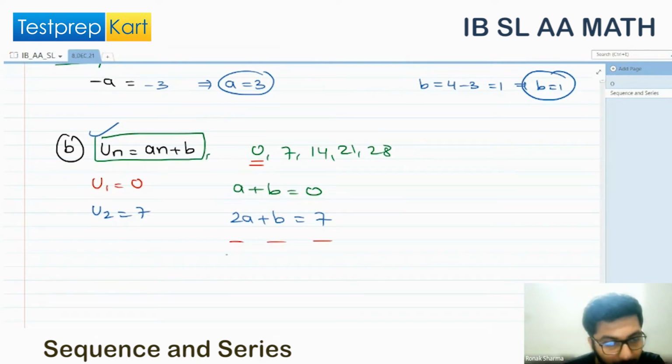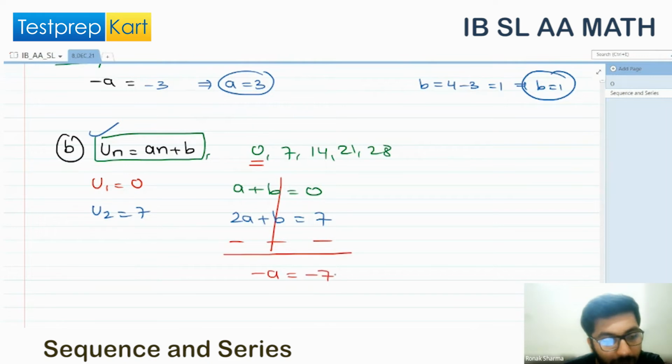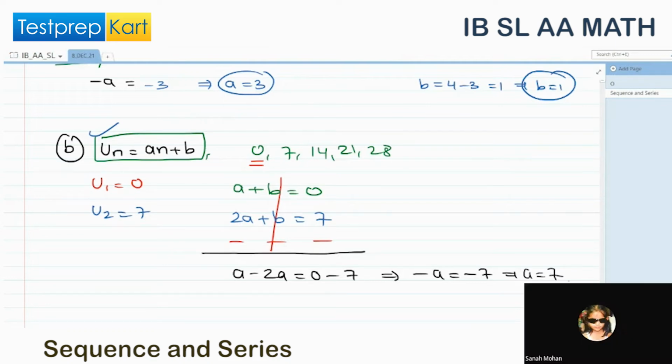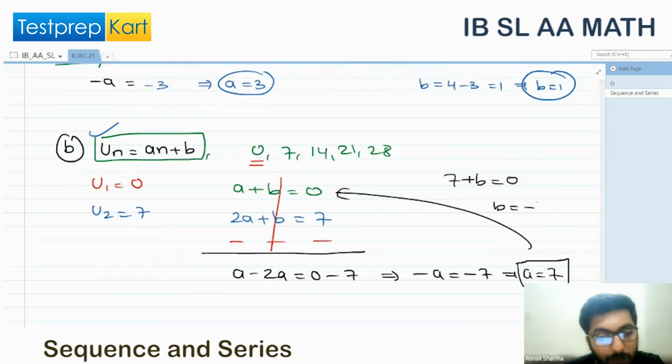Let us subtract. b cancels out. a minus 2a is minus a, 0 minus 7 is minus 7. Let me write it clearly so that you don't get confused. a minus 2a, 0 minus 7. This is minus a equals minus 7, or basically a equals 7. If a is 7, let us put it here. So 7 plus b is 0, or basically b is minus 7.